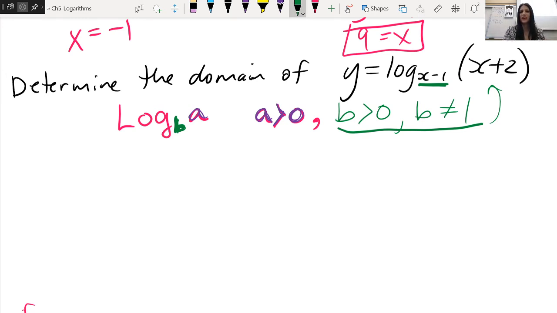So I guess we can start with that. Well, I'm going to do it under here. Do you see that x minus 1 must be greater than 0? It's a good place to start because that's this part here. So then what does that mean? X must be greater than 1. So there's one part of our restriction.